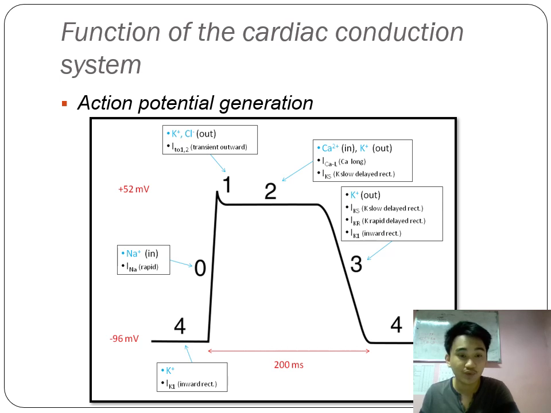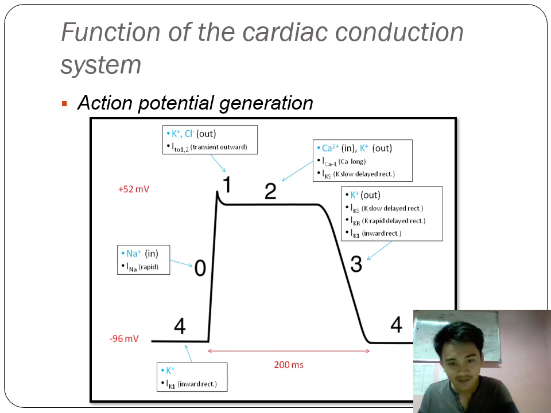Depolarization means becoming more positive, meaning less negative. Repolarization means it's becoming more negative, less positive. So at phase 2, the membrane potential very slowly begins to repolarize, as seen in the graph.